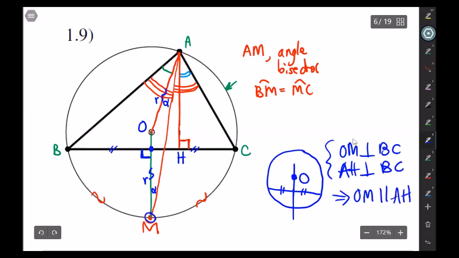But if OM and AH are parallel, there's another angle which measures alpha due to alternate interior angles. Which other angle also measures alpha? Okay, good. This is also alpha. Do you guys see? Because these two lines are parallel, of course, we have a transversal AM, and it creates two alternate interior angles. But now suddenly, look at that. These two angles are both alpha.